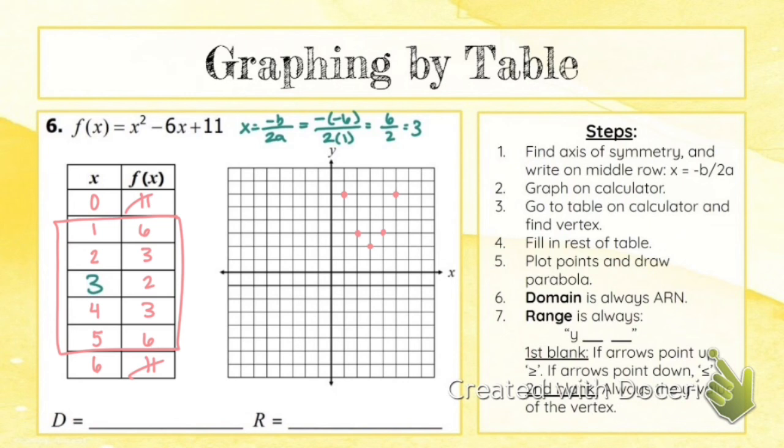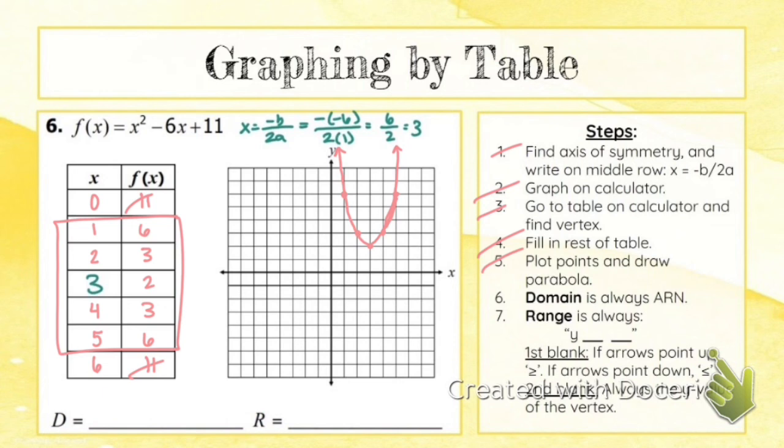So this is our parabola, or U-shaped graph with an ugly spot in it because I'm not perfect. Okay, so we have done this. Now we just need to talk about domain and range.